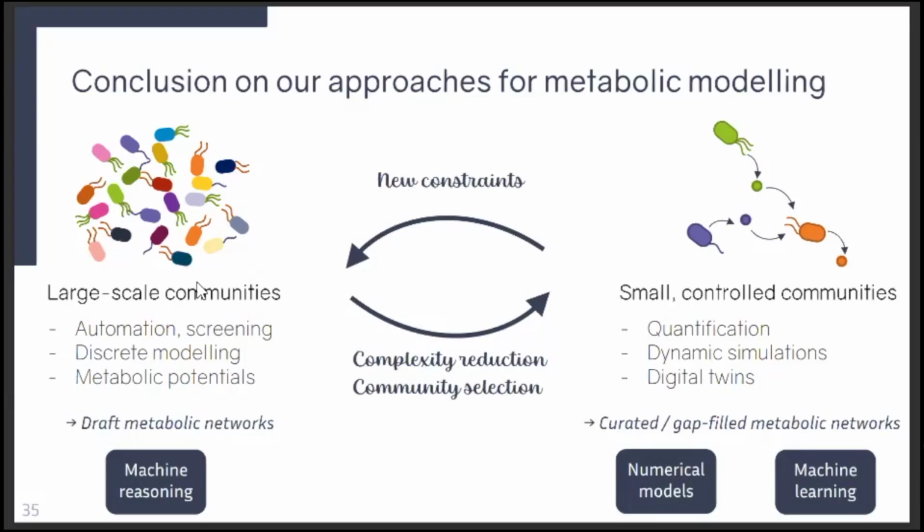Sometimes we have large-scale communities, we have automatically reconstructed metabolic networks, and we are still interested in understanding what happens. So for this, we use machine reasoning, and we believe it helps with the potential errors and the bias in automatically reconstructed metabolic networks, and still highlights some interesting features. So the two work together. We use the second to reduce the complexity and go towards curation and smaller community simulations.